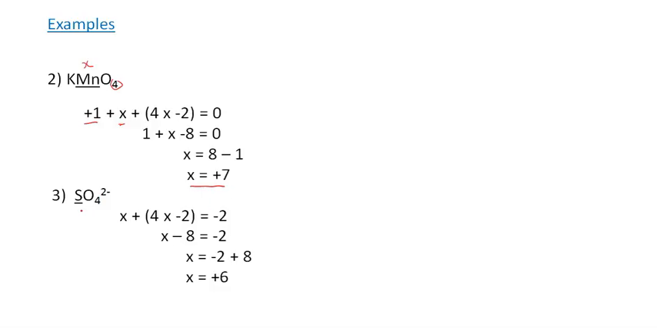The next example is the sulfate ion, SO4 2-. We let the oxidation number of the sulfur be x. So x plus, we have 4 oxygen, so it's 4 by -2. This -2 is the oxidation number of oxygen. We put that equal to the overall charge of this ion, which is -2. So we have x plus (4 multiplied by -2) equals -2. If we solve for x, we get +6.